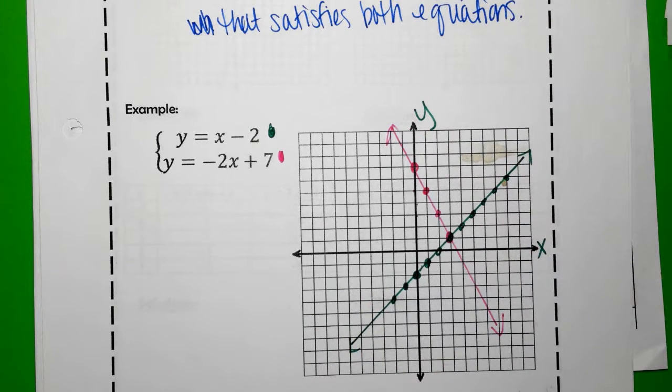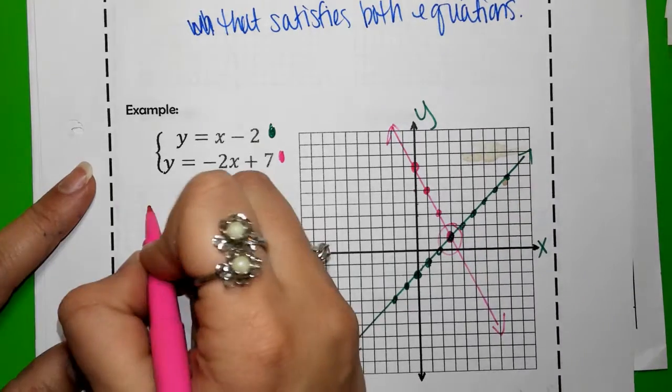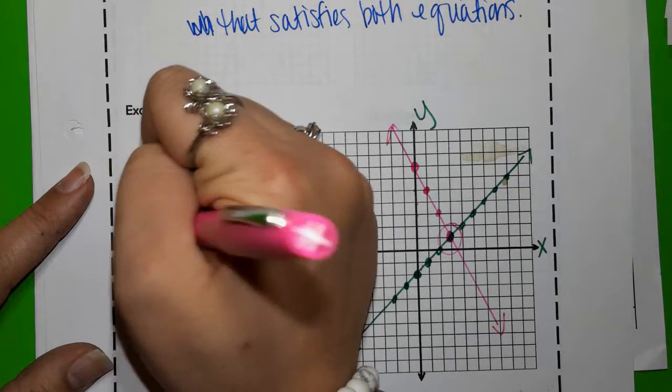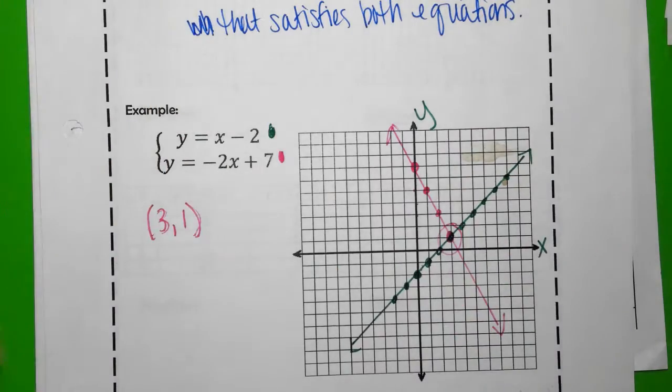Alright, what is the solution to this system? 3, 1? That's what I'm talking about. Give yourself a point over here. They said it first. We said it first. Right, so that's not first.